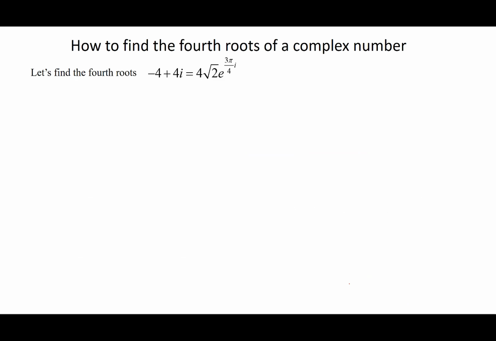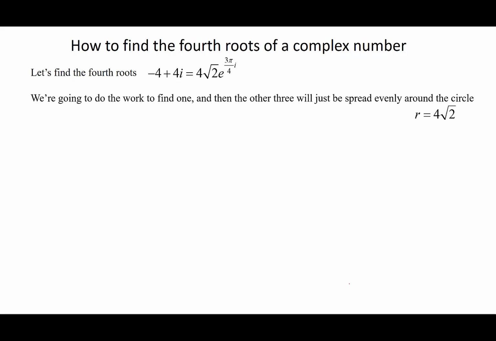Okay, so now we're going to find just the first fourth root, the most simple one. Once we find the simple one, we're going to find the other three by spreading them evenly around the circle. By the way, the fact that you're looking for fourth roots means there's going to be 4 of them. And we'll talk about what it means to spread evenly around the circle later, but it's going to be a circle with a radius of 4 radical 2.